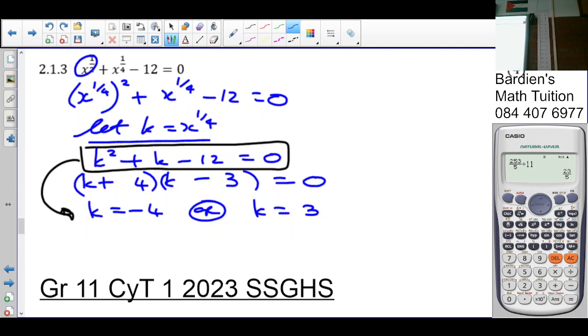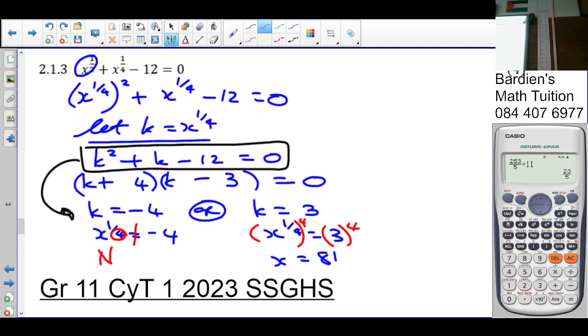Okay, people, what is k? x to the quarter is equal to negative 4, or x to the quarter is equal to 3. To get rid of the quarter, I raise it to the power of 4 on both sides. So on this side, x is equal to 81. However, even the denominator's number must be positive, so no solution on that one.